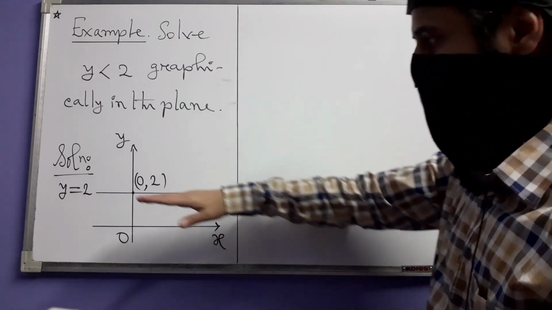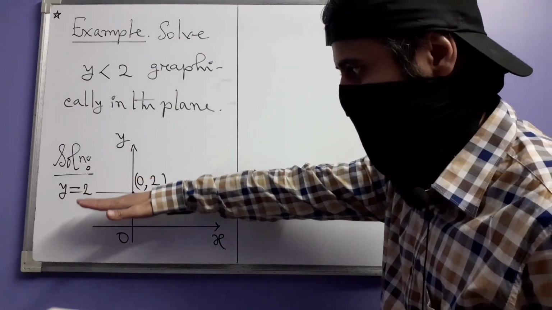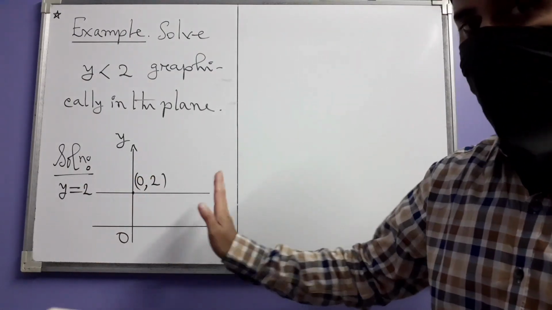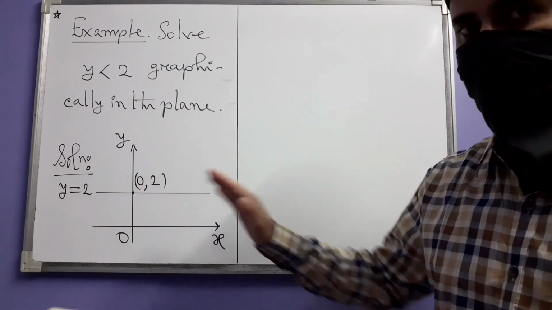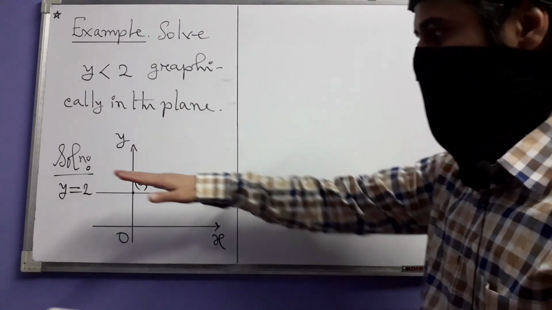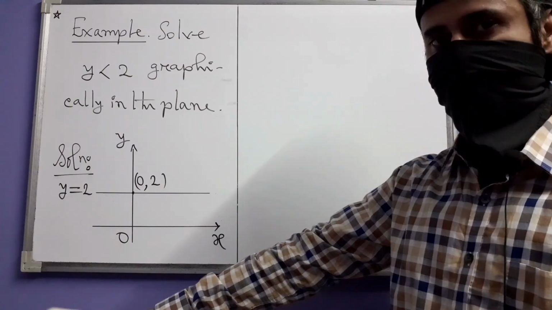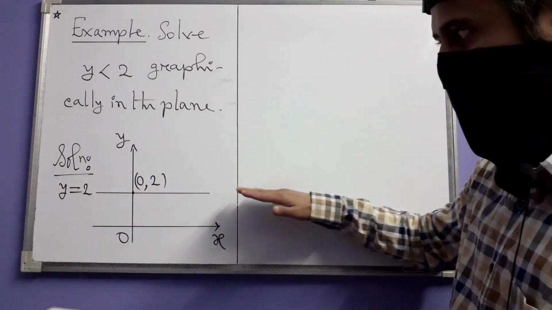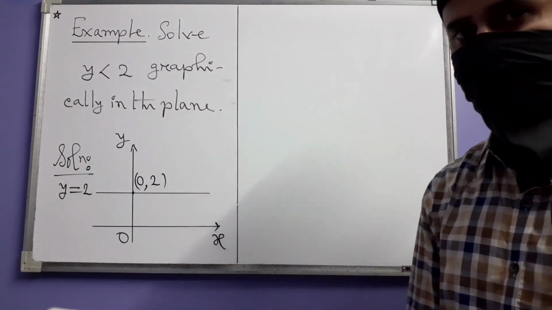That means all those points which lie directly below this line, not also on the line, not above the line, below the line. So the solution set in this case is the lower half plane determined by the straight line y equal to 2. That's it.